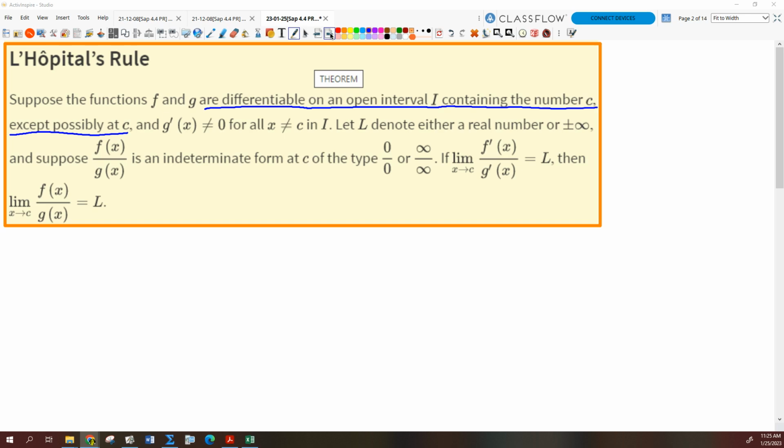Here's the trick. We could just differentiate the top and the bottom separately, not using the quotient rule. We differentiate the top, that's going to be f prime of x, and differentiate the bottom, that's g prime of x. And if I evaluate that limit and I get an answer that is no longer indeterminate, then it turns out that the limit of the ratio of the derivatives is equal to the limit of the ratio of the functions. Crazy, okay?